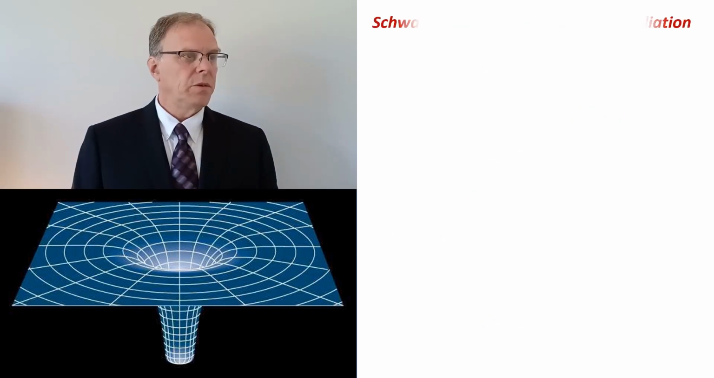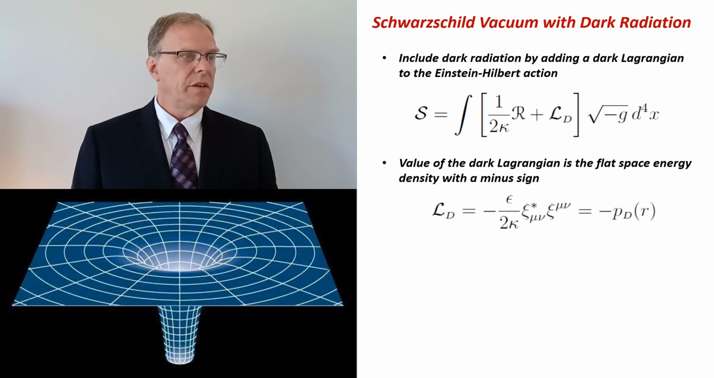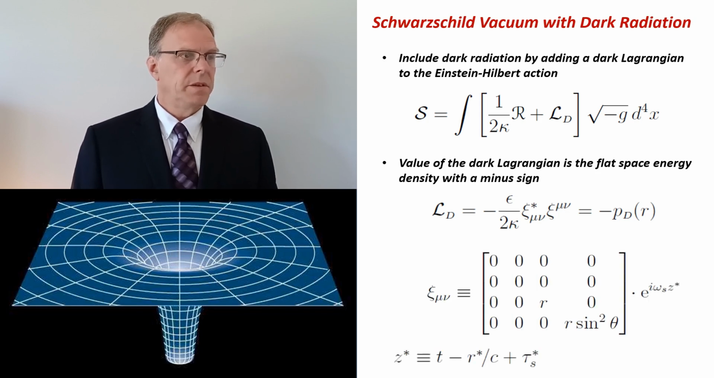To do this, we will begin by adding a dark Lagrangian to the Einstein-Hilbert action. This Lagrangian looks very familiar and has a value which is the weak field energy density with a minus sign. The field quantity is the tensor Casimir mu nu and is a traveling spherical wave with an argument z star, including the tortoise coordinate r star, which is not known until the field equations are solved.